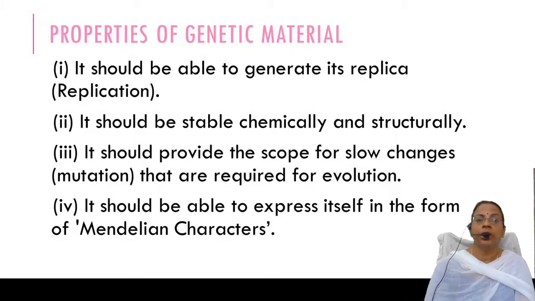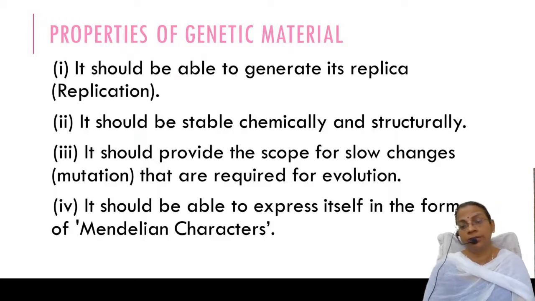So the first point, it should be able to generate its own replica. In this aspect, when you are saying DNA, we know that DNA can reproduce itself, can make its own replica. So what about RNA? In viruses, even though they cannot directly make RNA from RNA, they can make a complementary DNA, and from that they can make an RNA. So DNA as well as RNA can make its own replica.